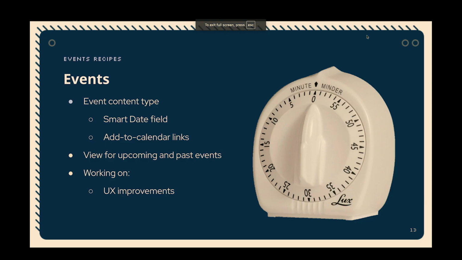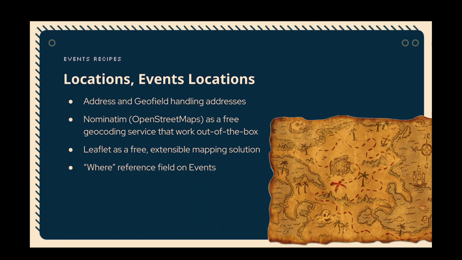So let's talk a little bit more about those recipes. The events recipe uses Smart Date to give you a field for capturing when your event is going to happen. It automatically generates those add-to-calendar links, has a view for upcoming and past events, and it's pretty stable, I would say, at this point. It's actually in Starshot, which we're going to talk about later, but there are probably still a few UX tweaks that we're going to work on over time.